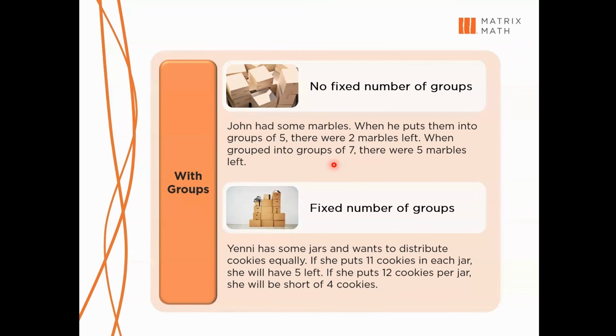In the first one, John is putting them into groups. In the second one, Yenny is also putting them into groups, but the groups we're referring to are the jars. Every group is 1 jar. In this question, they actually said Yenny has some jars, so there's a fixed number of jars that she is supposed to fill. This one, John doesn't have a fixed number of groups to put them into.